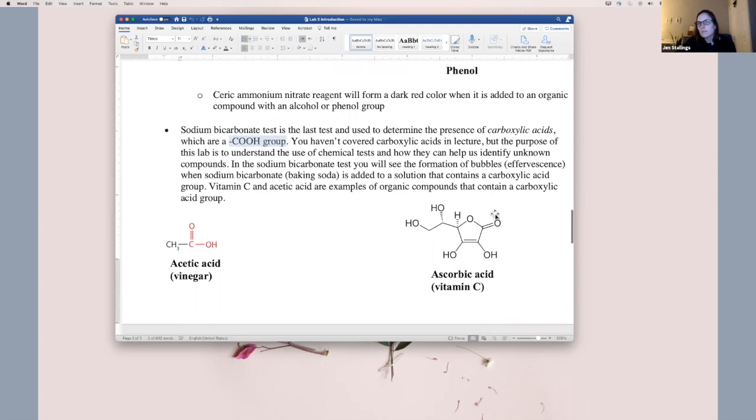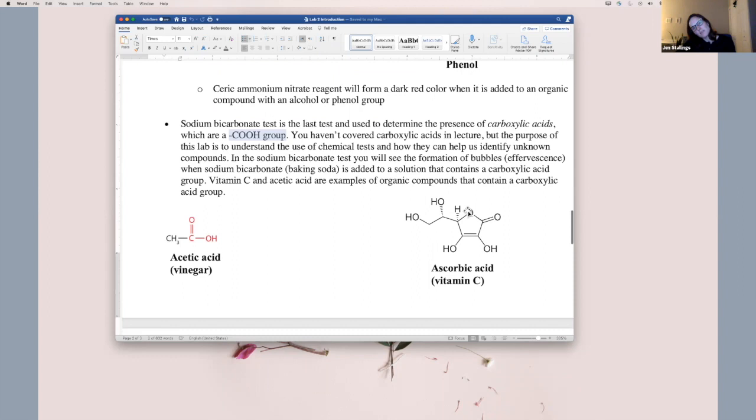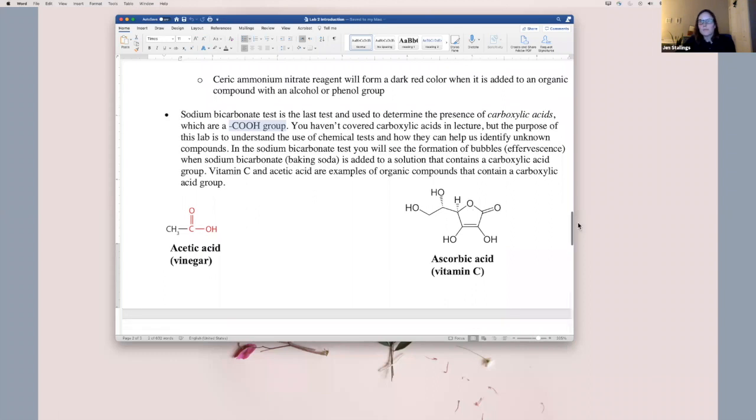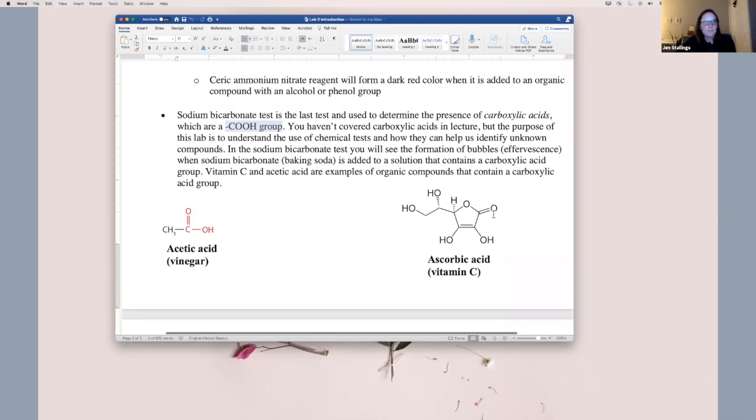Is that right? Because there's C double bonded to an O. Maybe that's where it is. I don't know, this is a better picture. I don't really know where that would be a COOH.